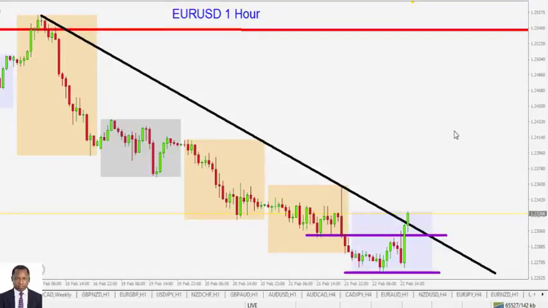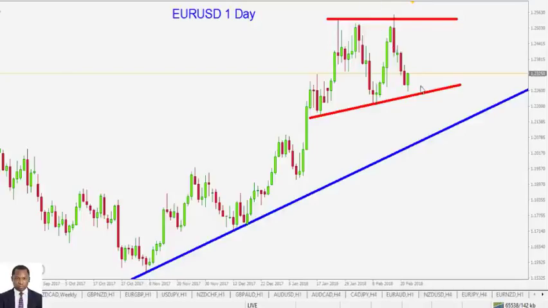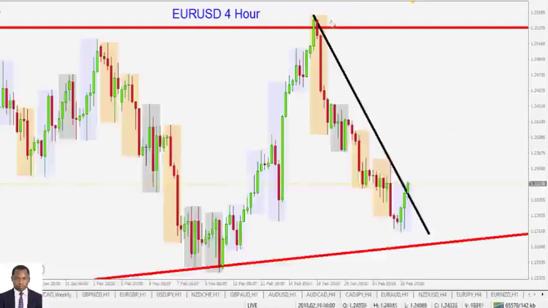Okay, euro against the American dollar. Price is actually bouncing off that area, but this bounce, let's see. It didn't really hit that level. It just bounced off somewhere there, and that is why I was liking the American dollar against the Swiss franc.